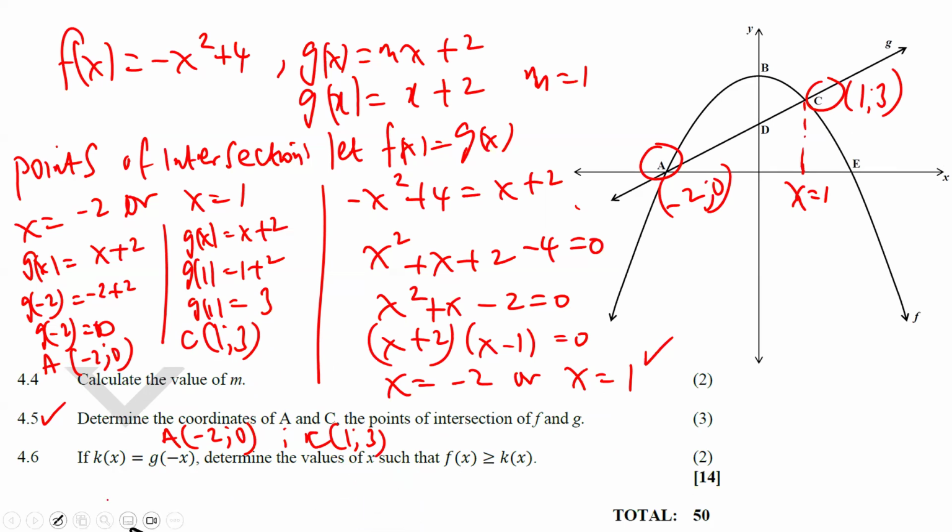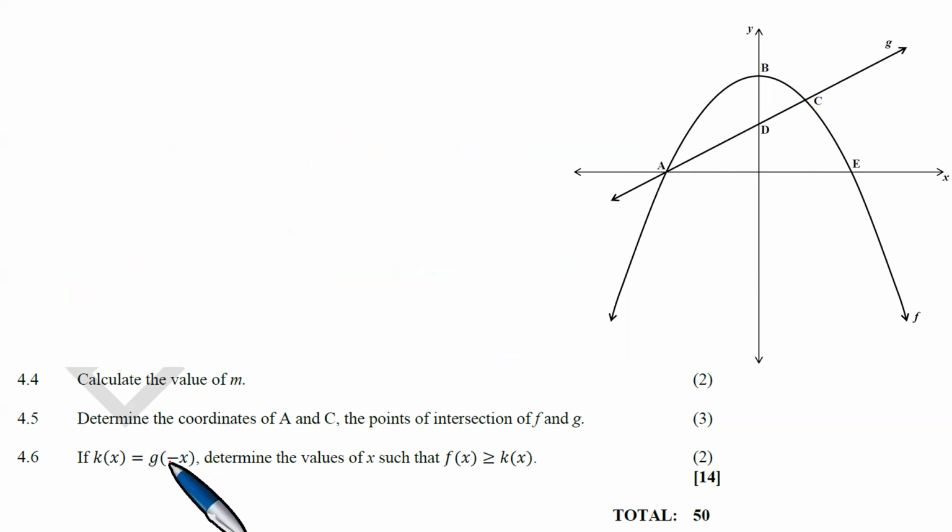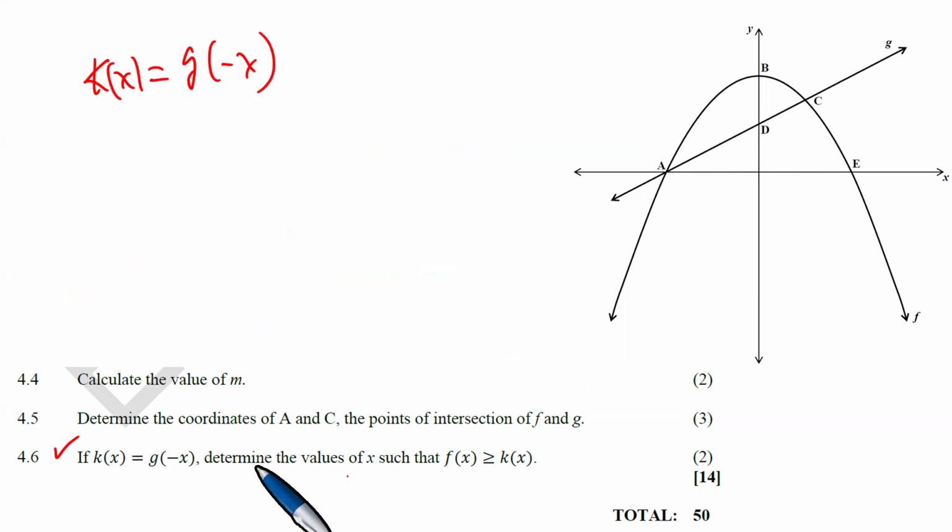Okay, next point. Now, if k of x is equal to g of minus x, determine the values of x such that you have those functions there. So we're doing 4.6 now, and the examiner said k of x is g of minus x, determine the values of x such that f is bigger than k. Right, so what do we do at this point?